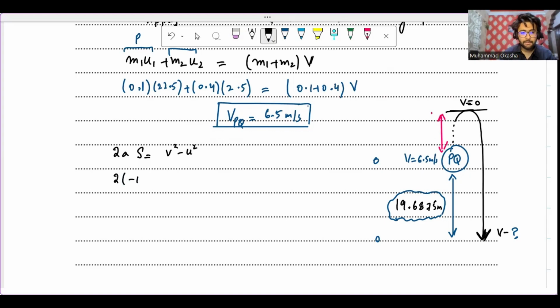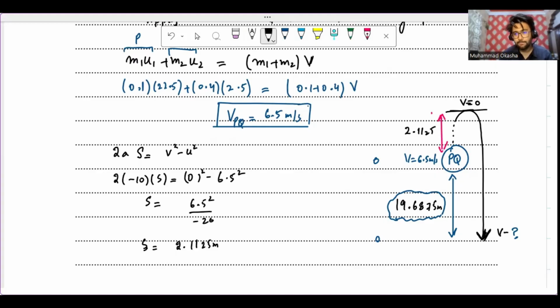I'll use this formula to calculate how far up it goes. If the particle is moving upwards, the acceleration is -10. We need to find out S. Final velocity at the top is 0, and initial velocity at this point is 6.5 squared, right? So S is going to be 6.5 squared divided by -20, and S is equal to the distance traveled, which is 2.1125 meters. So this distance is 2.1125 meters.